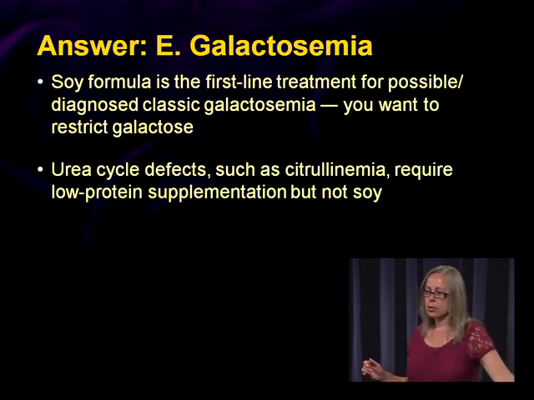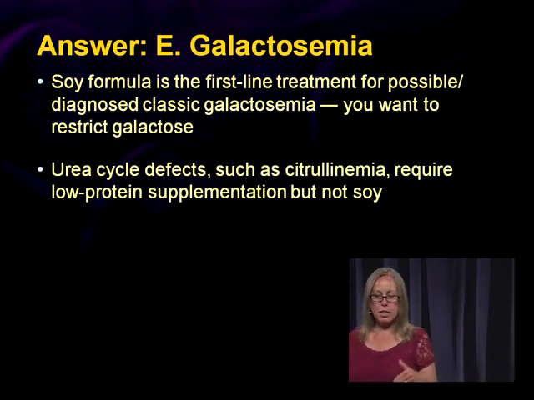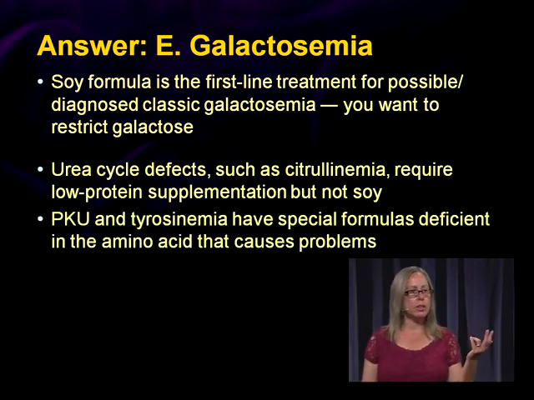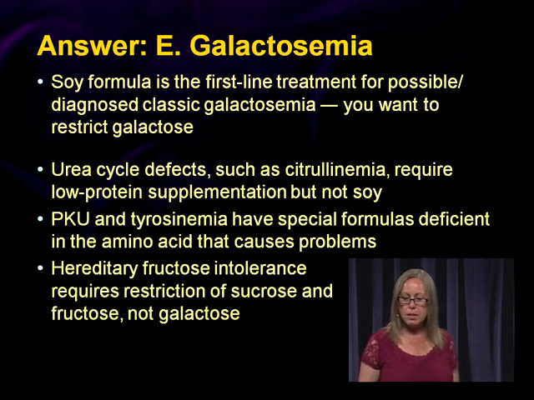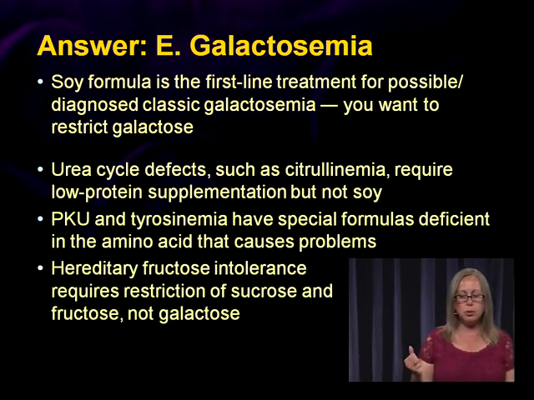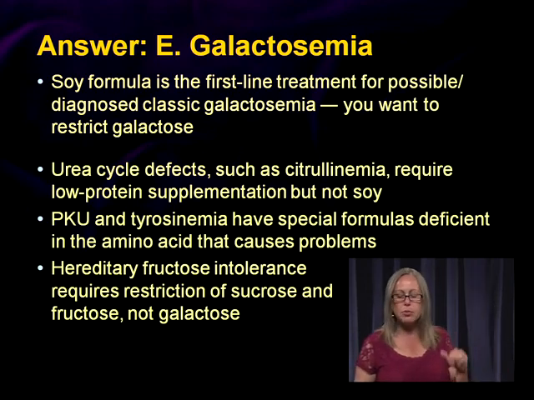Urea cycle defects require low protein supplementation, but not soy. PKU and tyrosinemia have special formulas that are low in Phe and tyrosine. And HFI, or hereditary fructose intolerance, requires restriction of sucrose and fructose, not galactose.